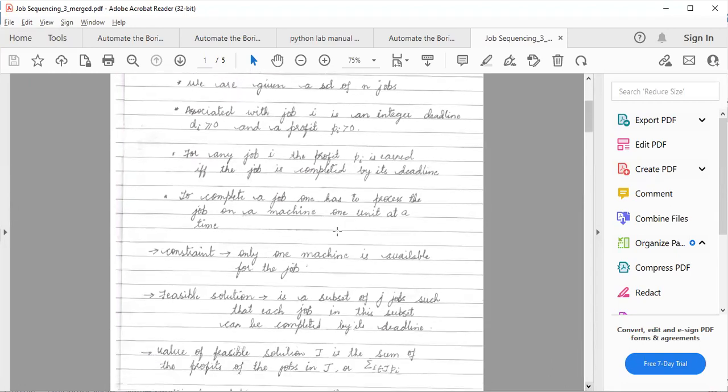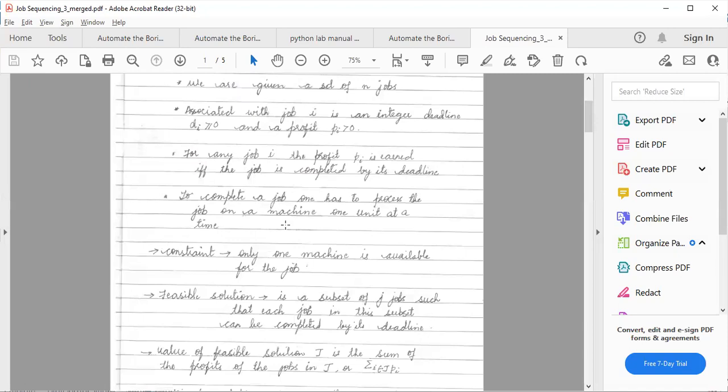To complete a job, one has to process the job in a machine, one unit at a time. As you see, I have written here on a machine. That is, there is only one machine. Got the point? There is only one machine, and there might be n number of jobs, and the machine will be given only for one unit of time. These jobs might be having different deadlines. Please try to understand the scenario.